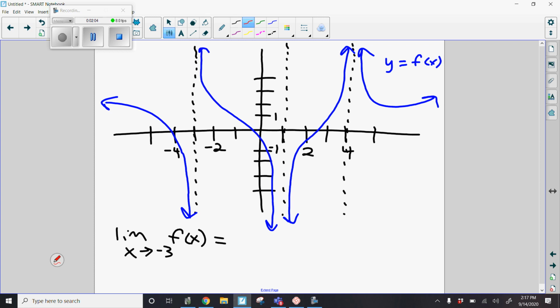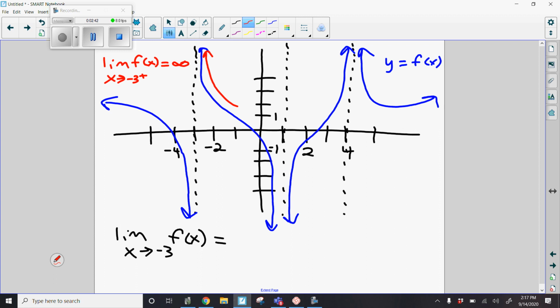So let's check the right-hand limit first. As we approach an x value of negative 3, we can see that our y value keeps going higher and higher and higher, right? So we know that the limit as x goes to negative 3 from the right of f of x would be infinity. We know that's how vertical asymptotes work. Right at negative 3, the function's undefined. But as we approach from the right, we keep getting higher and higher and higher.